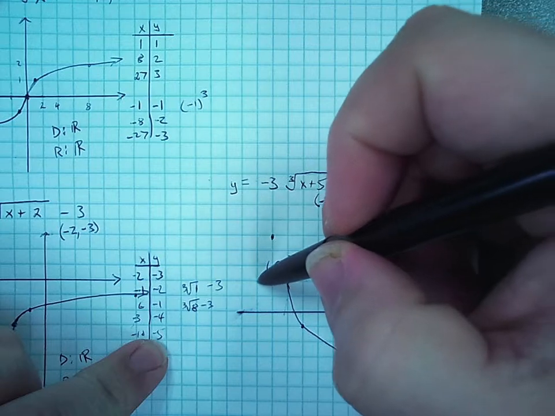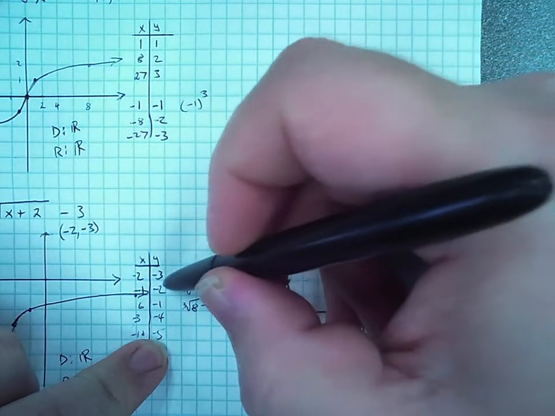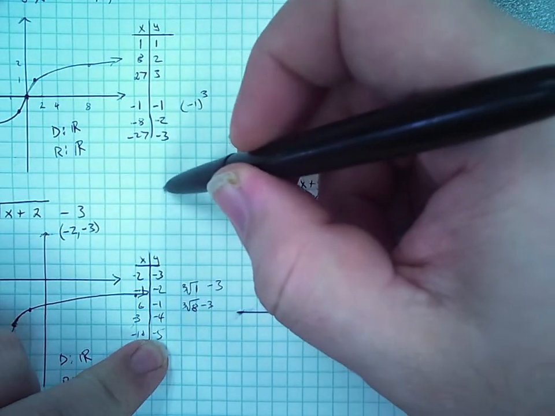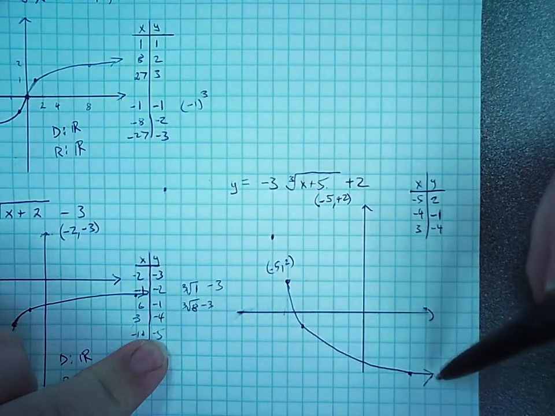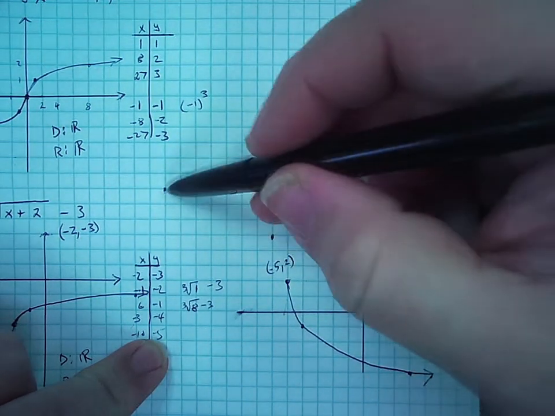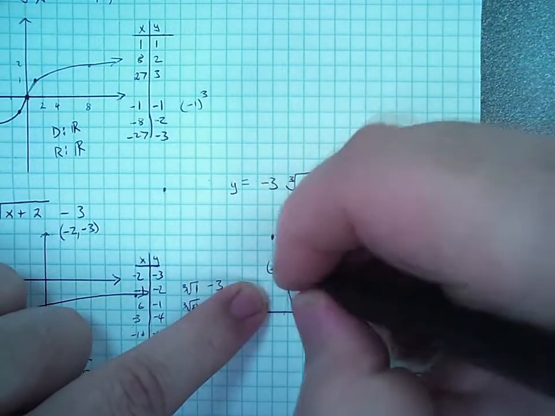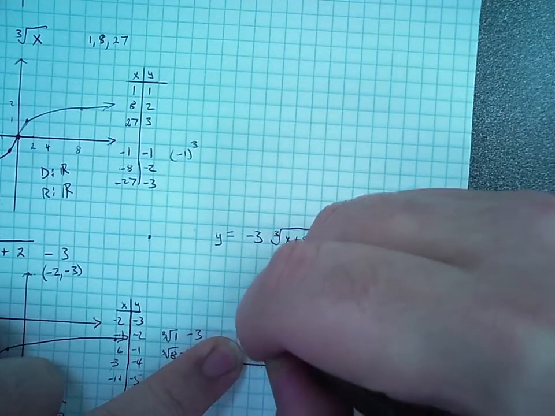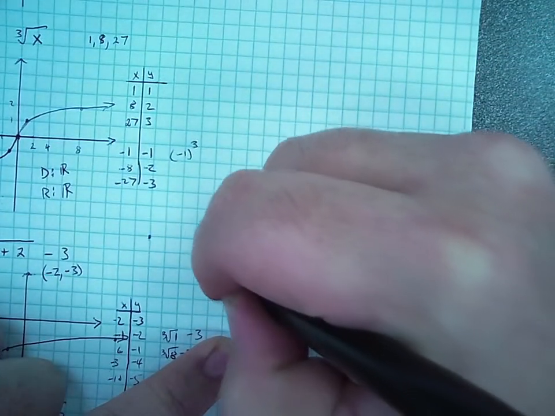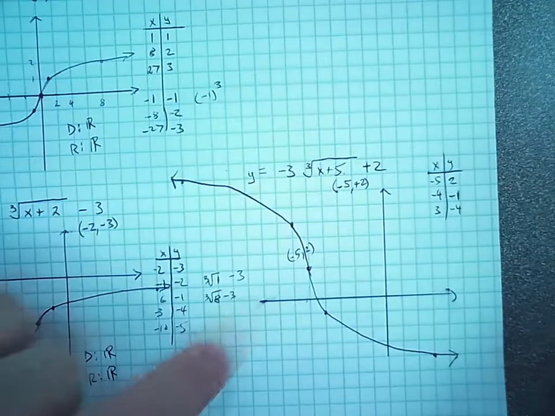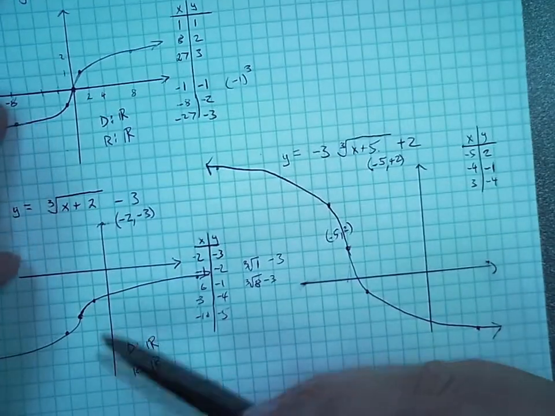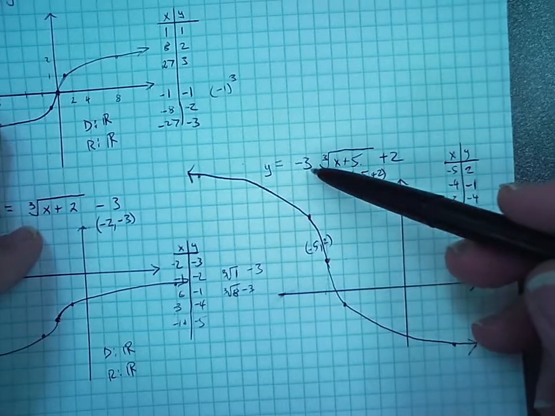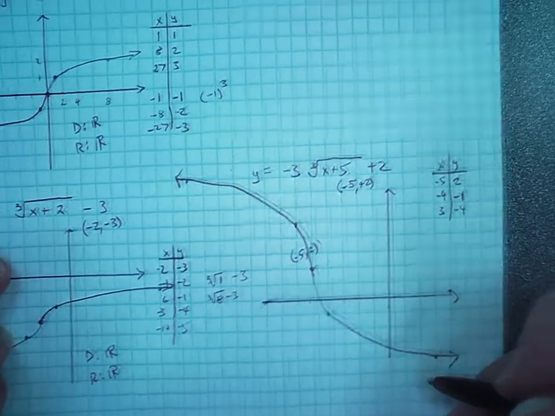8, 2, 3, 4, 5, 6, 7, 8. 1, 2, 3, 4, 5, 6. This one was 6 below and 8 to the right. So this one is 8 to the left and 6 above. So the other half looks like this. And there's my cube root function. Notice quite a bit taller than this one because I multiplied it by 3 and also upside down.